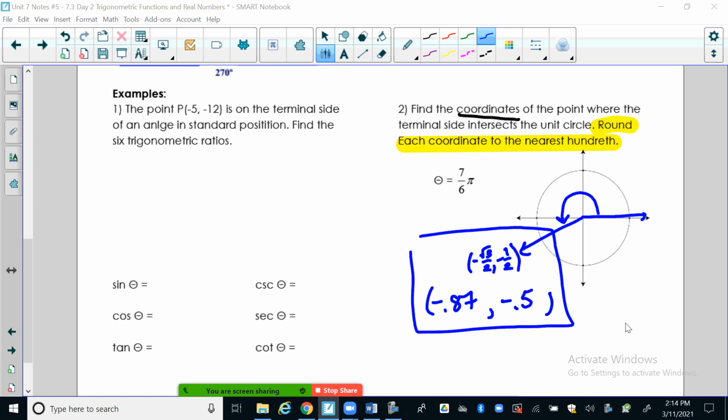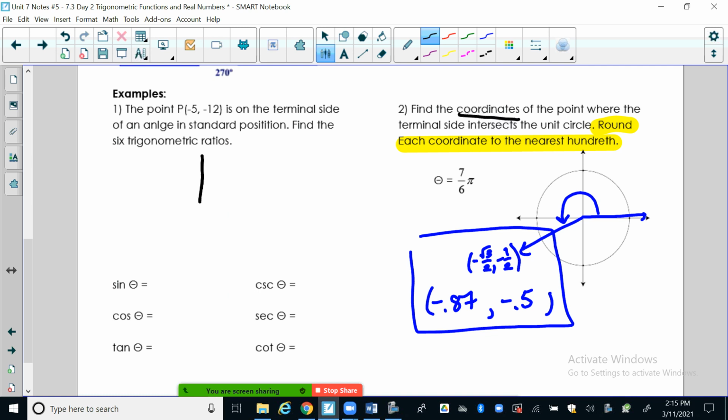All right, so if your angle is on the unit circle, we can obviously use the pre-filled in unit circle. But today we're going to look at angles that are not necessarily associated with the unit circle, or that are a perfect 30, 60, 45, or pi over 6, pi over 4, pi over 3 reference angle. So example 1 is going to be one of those examples. The point P, -5, -12, is on the terminal side of an angle in standard position. Find the 6 trigonometric ratios.